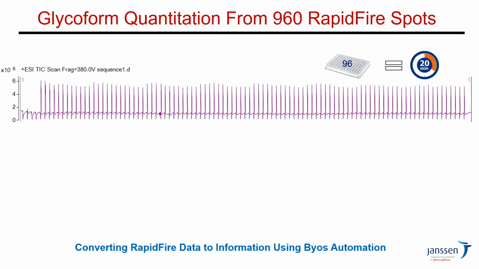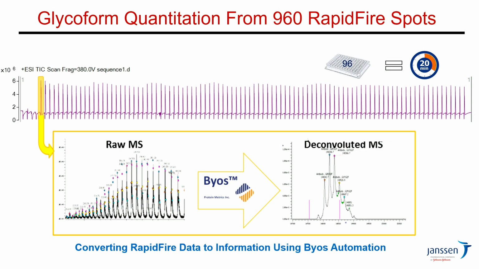So now I'll pivot a little bit to how we can use high throughput mass spectrometry, not just to look at chain mispairing, but also to look at product quality. In this case, we are looking at glycoforms, and we can do this very rapidly, in 20 minutes for a 96-well plate. So we can run it through a pipeline, get the deconvoluted mass spectrum, and look at the glycoforms.